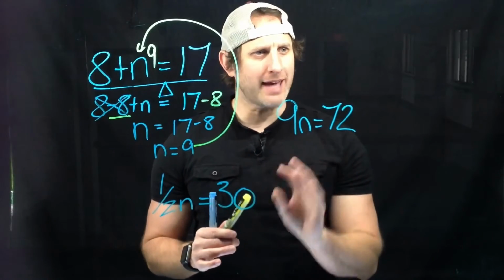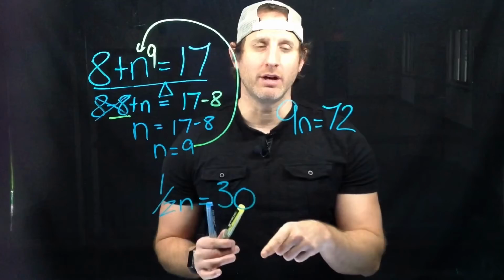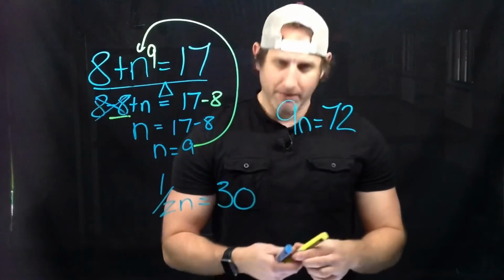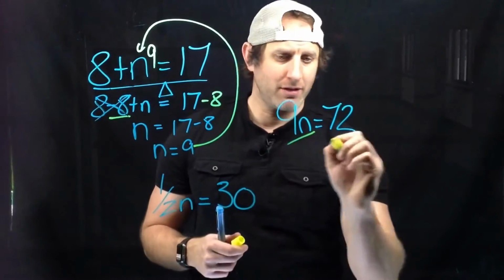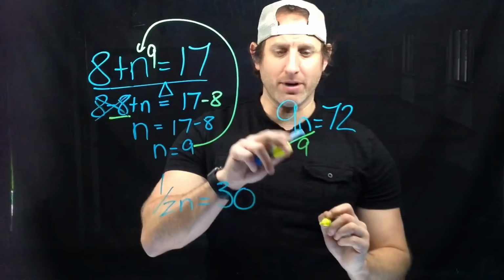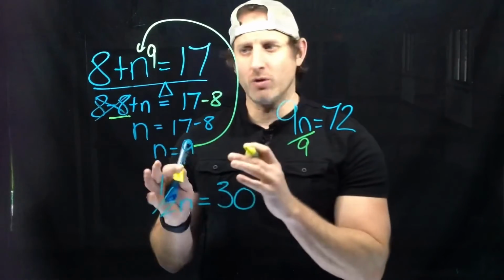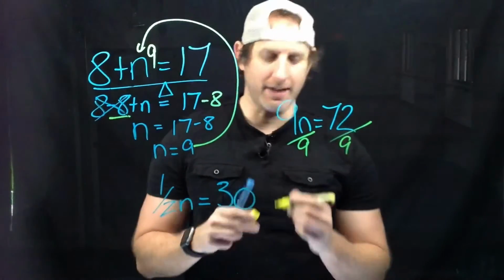And in order for me to cancel out multiplication, I have to do the opposite operation. Well, the opposite of multiply is divide. So what I'm going to do here is I'm going to divide this by the number that is there. So 9n divided by 9. And what I do to one side, remembering that scale, I have to do to the other side.